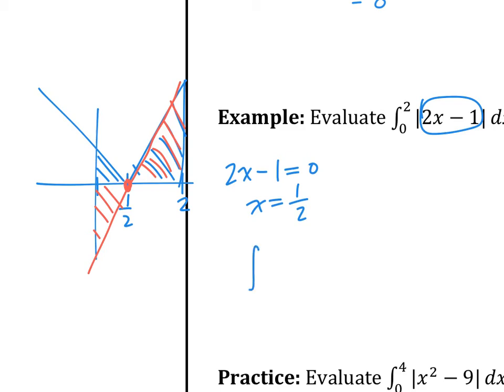So then you would split this integral: 0 to 1/2, 2x minus 1 dx, plus 1/2 to 2, 2x minus 1 dx. But this is still not correct. Can you guys tell me why? Because that's negative. Yes, I didn't change this integral function, right? I'm still using 2x minus 1, so one of them is still negative, right? So it's still a problem.